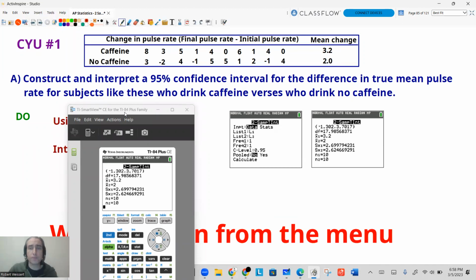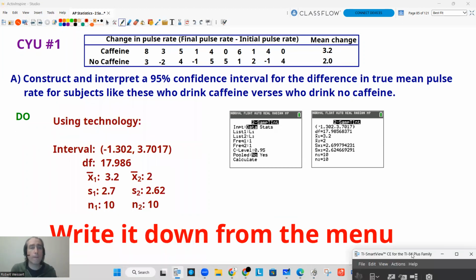Something like this. You can state that you used technology to get that information. It's not going to hurt anything. Jot that interval down, the degrees of freedom, the x-bar 1. Now I put all the one sample in one and the other sample in the other. It's kind of separating it like that. If you want to do that, you can, but just make sure all that notation is there correctly.